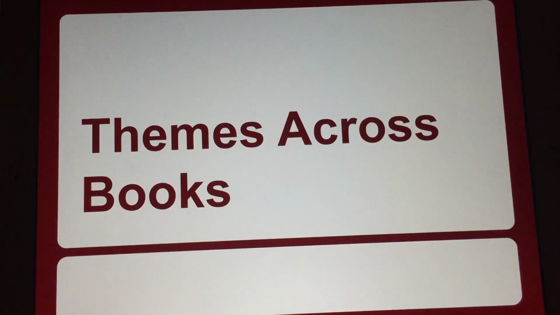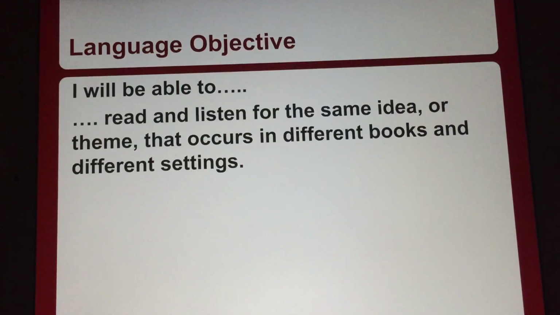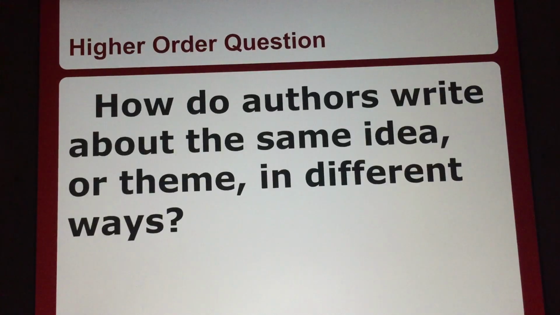This is what we're going to look at today, noticing similar themes and topics across different books and across different genres. Here we go, our language objective for the day. I will be able to read and listen for the same idea or theme that occurs in different books and different settings. Our higher order question, what we ask ourselves as we're reading: how do authors write about the same idea or theme in different ways?